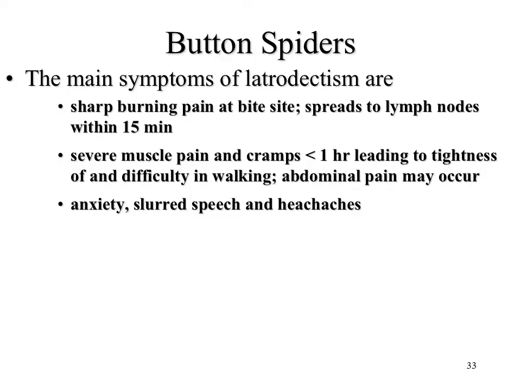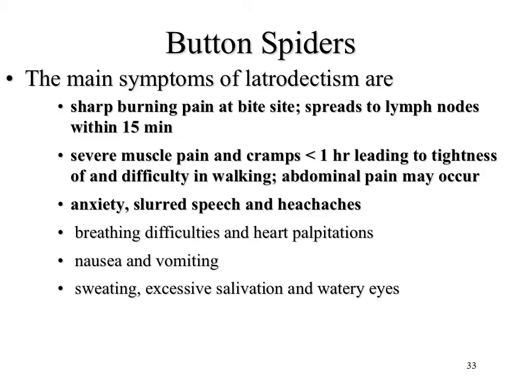And one of the characteristic symptoms of button spider bites is severe muscle cramps and pain in less than an hour, which leads to tightness of the chest and difficulty in walking, and abdominal pain may actually occur. Others have described this abdominal pain and cramps as board-like, where the abdominal muscles really tense up as though somebody's got a board in their stomach. And then there is anxiety, slurred speech, and headaches, which have also been described.